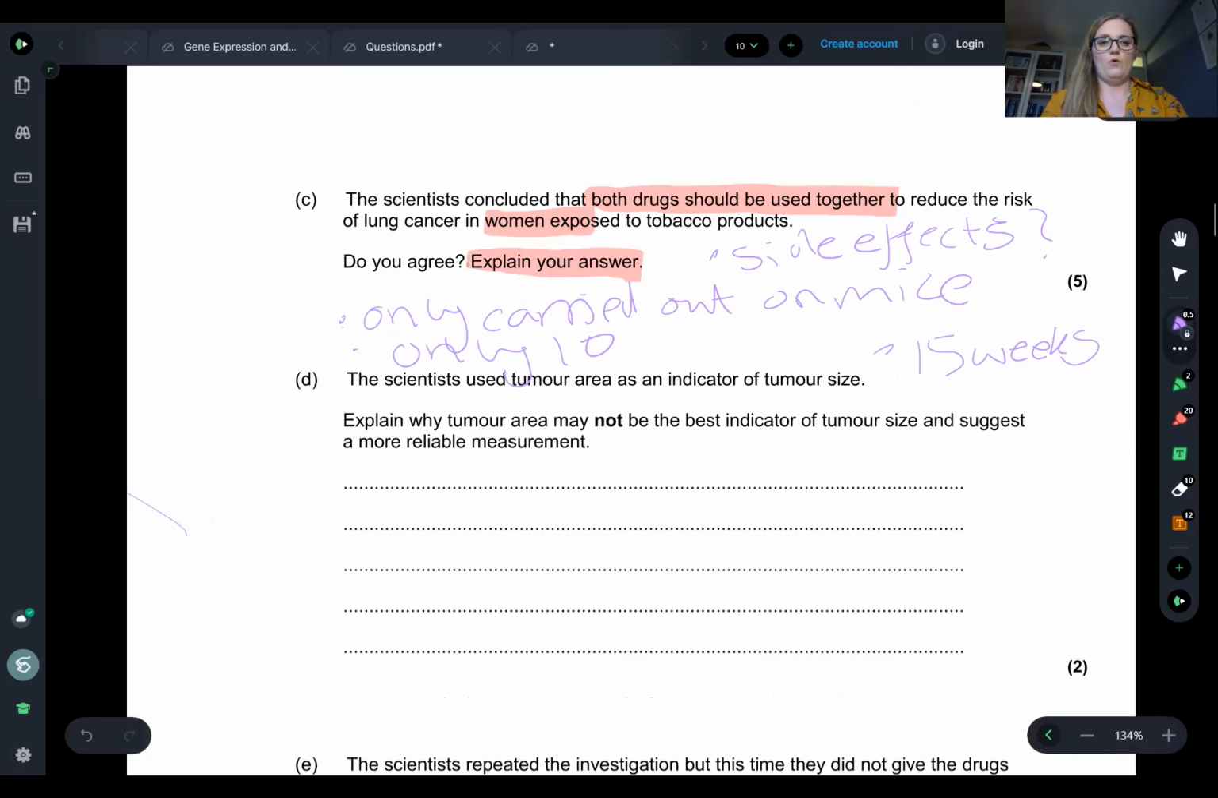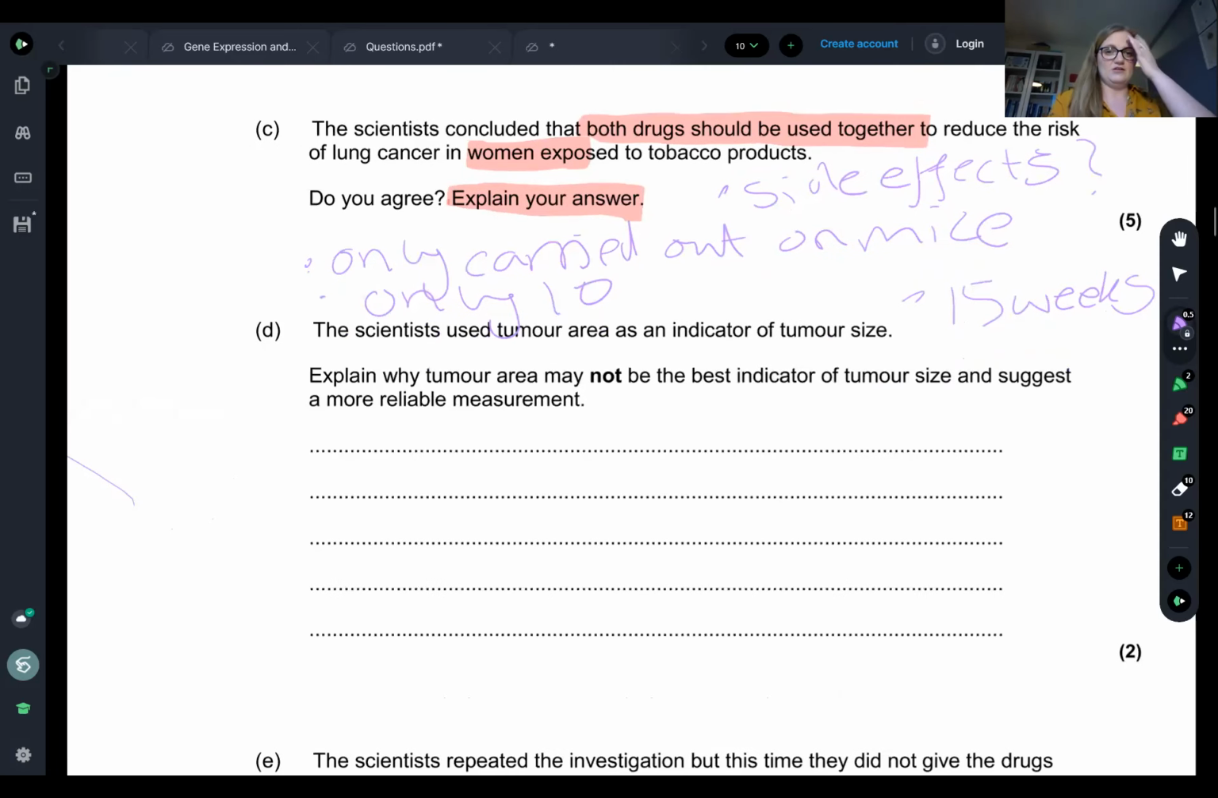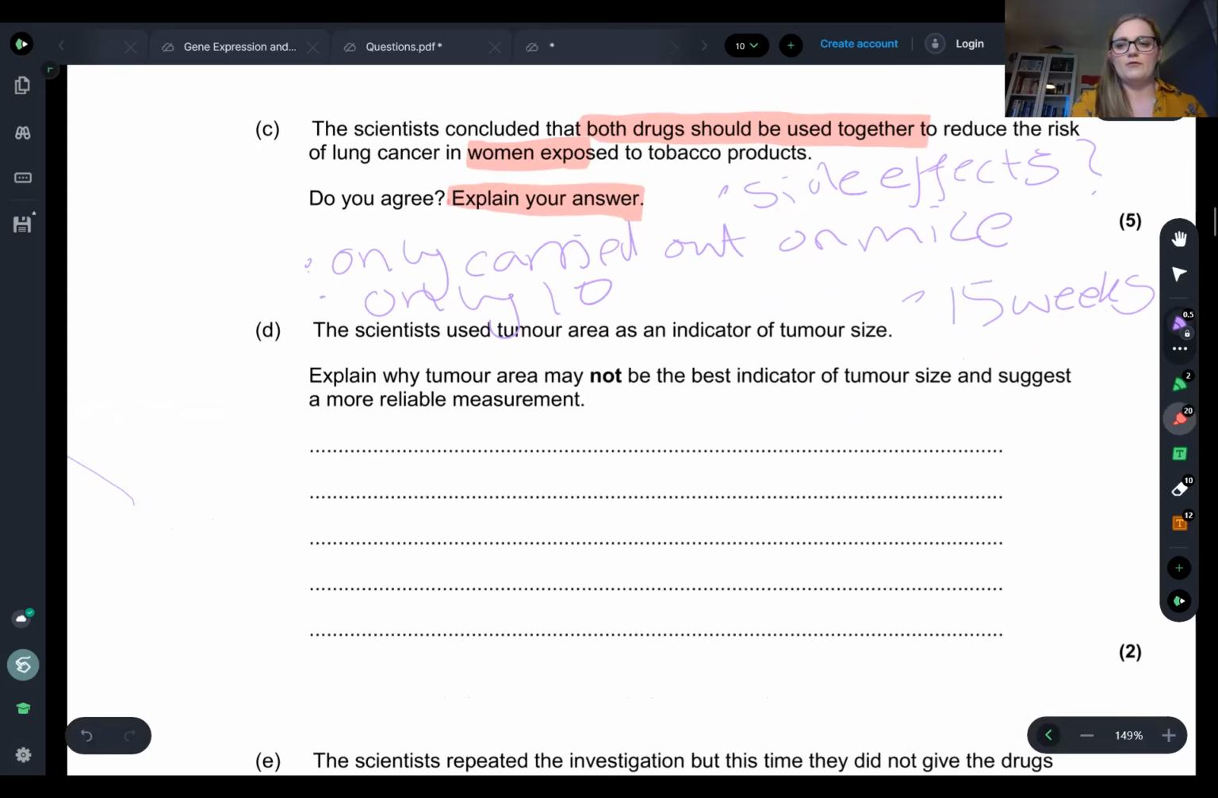So what then happens in the question is it says scientists use tumour area as an indicator of tumour size. Explain why tumour area may not be the best indicator of tumour size and suggest a more reliable measurement. Now, suggest is quite good. It's saying that you can just suggest anything as long as it's reasonable. It could be a valid answer.